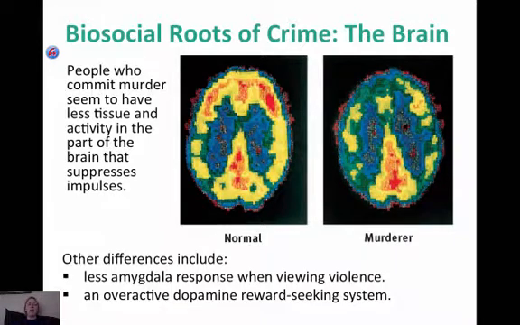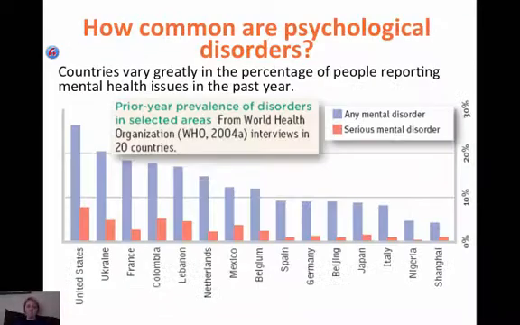Okay, so what are the biosocial roots of crime? Well, in the brain, people who commit murder seem to have less tissue and activity in the part of the brain that suppresses impulses. Okay, so if we look at the normal brain versus the brain of a murderer, you can see that this part up here, which is our frontal lobe, seems to have less activity. Other differences include less amygdala response when viewing violence and an overactive dopamine reward-seeking system.